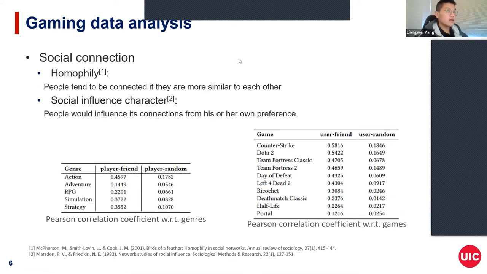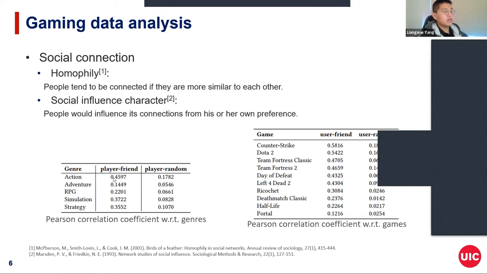For the genres, we compute the Pearson correlation coefficients between a player and their friends, and between a player and random users. We can see the score of player and friends is much larger than that of player and random users, which means that with respect to game genres, there is a higher probability that a player's friends will play the same type of games as the player. And from players' in-game behavior, we can also see that the similarity between a user and their friends is much larger than between a user and random users. So it indicates that we can make use of the social connection to have better performance.